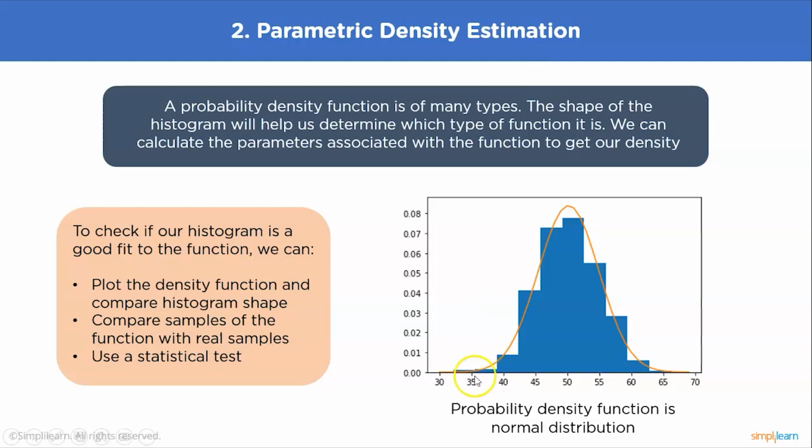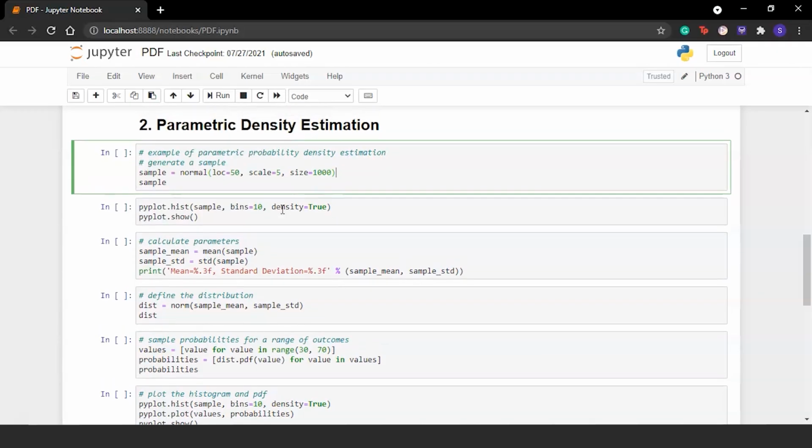Now over here, as you can see, all we've done is taken our data and plotted the density function on top of our histogram, and we've compared the shape. So the density function that we're actually considering here is a normal distribution. And from this graph, we can see that it's almost an exact fit to our histogram. Now let's see how we can perform parametric density estimation using Python. To begin with, let's generate a random sample of 1000 observations from a normal distribution with a mean of 50, which is determined by the loc parameter, and a standard deviation of 5, which is determined by the scale parameter.